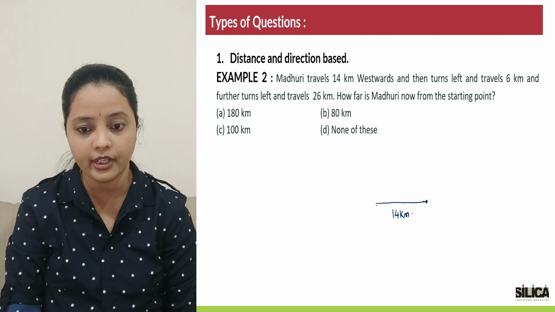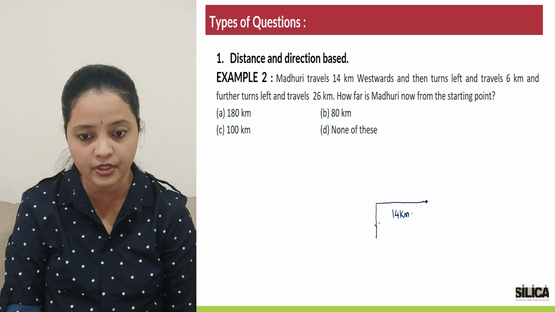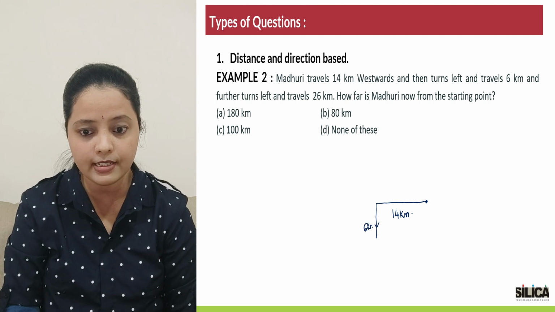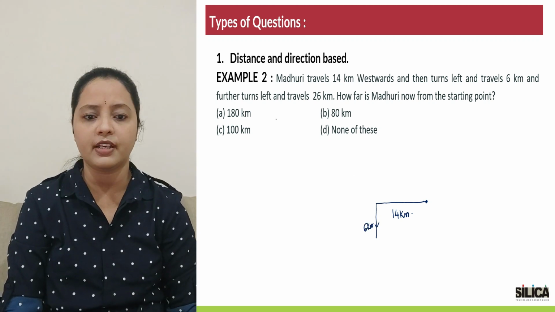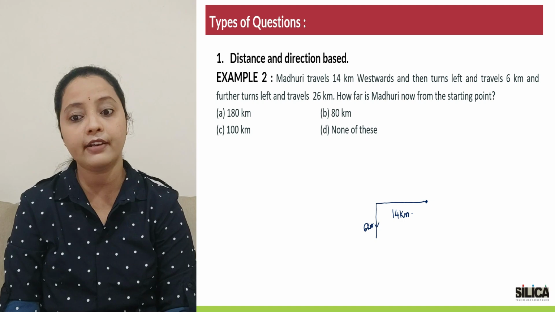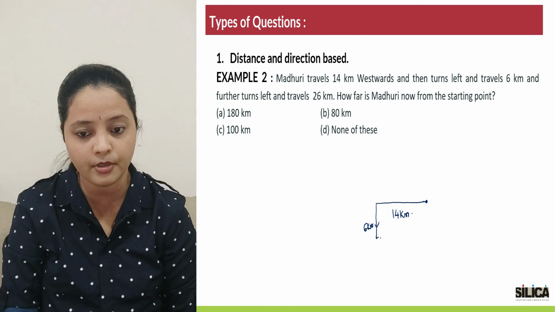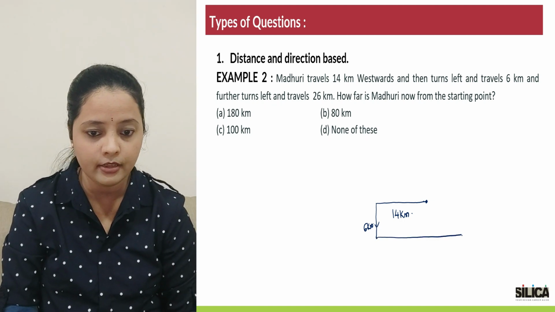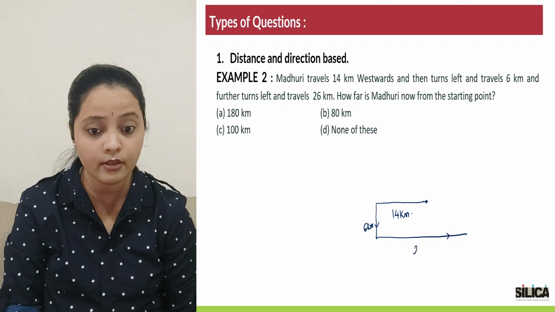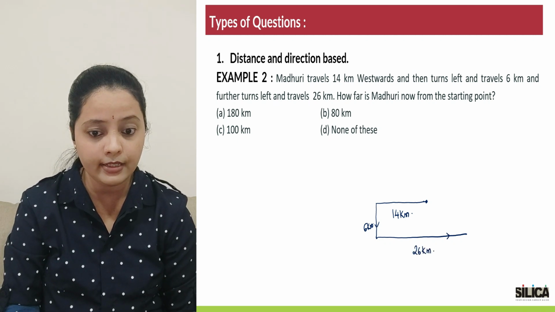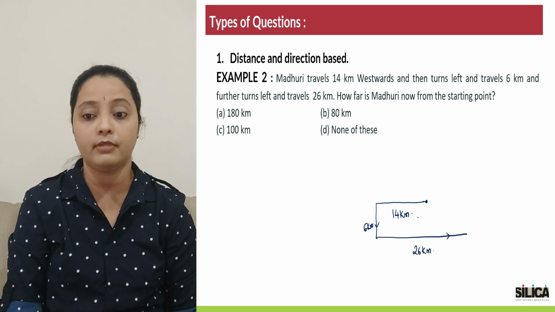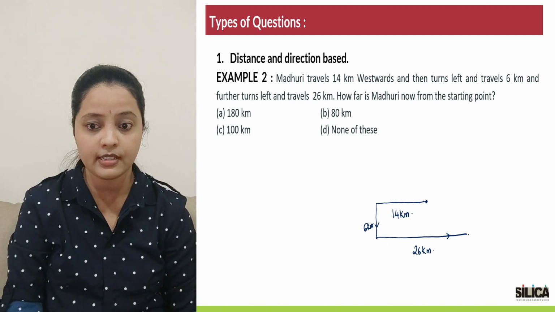Now from this point, if it's left, that means she'll go towards the bottom, and this distance is 6 kilometers. Now what is happening? Further, she turns left and travels 26 kilometers. So from here, if I go to the left hand side, this should be the distance, and it's 26 kilometers. So obviously it has to be longer than your 14 kilometer distance. So she travels 26 kilometers and what?